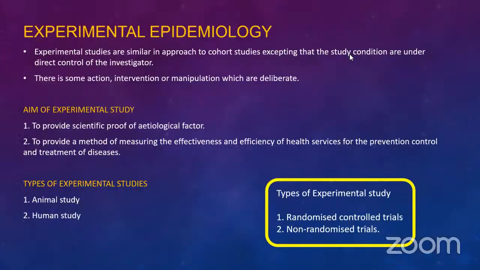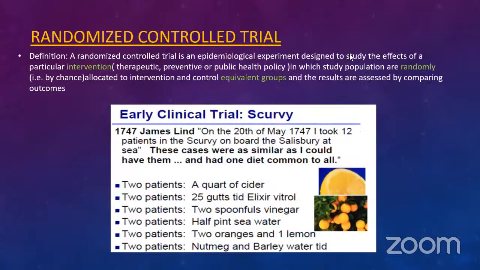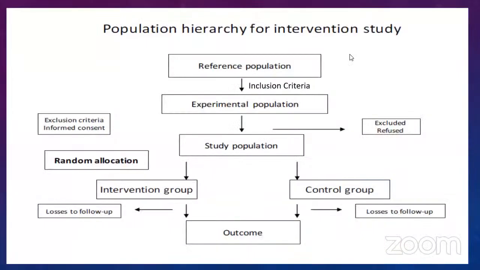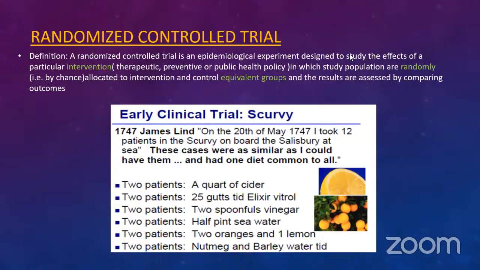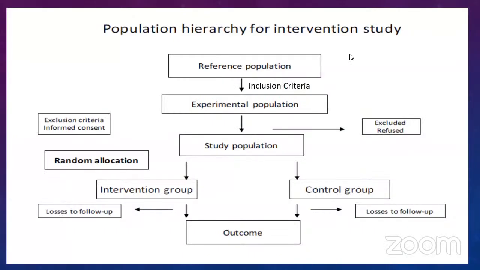Okay, now we are going into experimental epidemiology. So there are human and animal studies. We have the randomized controlled trial. A randomized controlled trial is an epidemiological experiment. All of you know what a randomized trial is, so I will just go into the basic details.